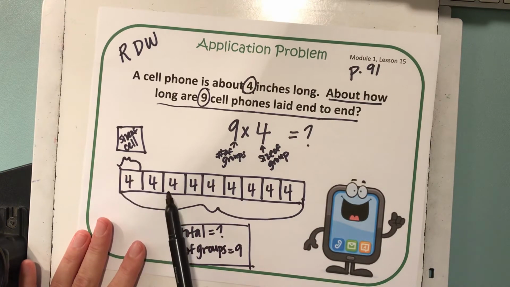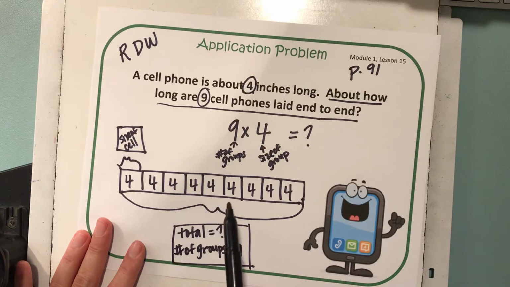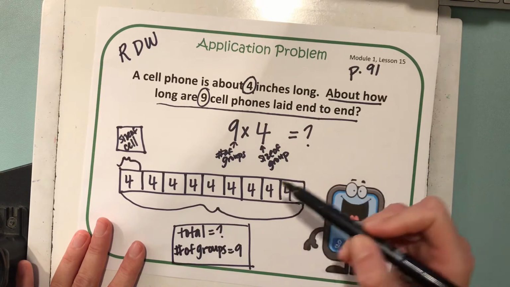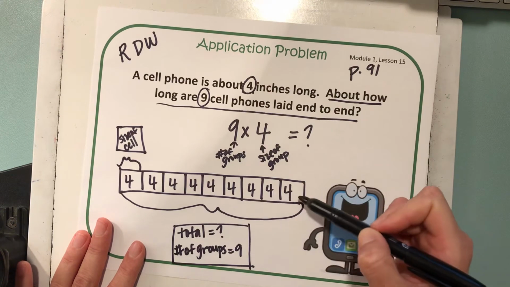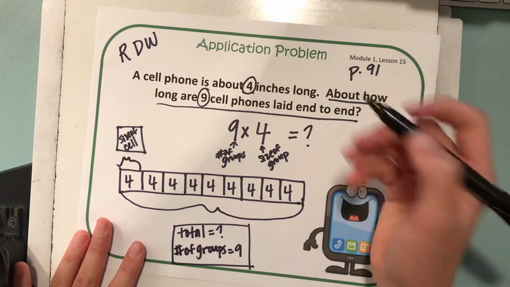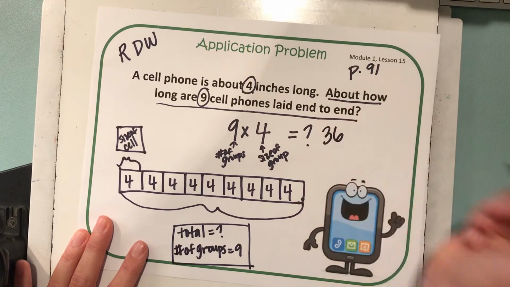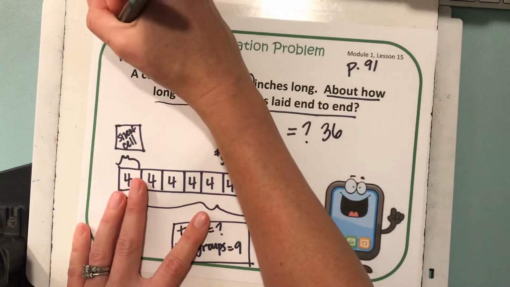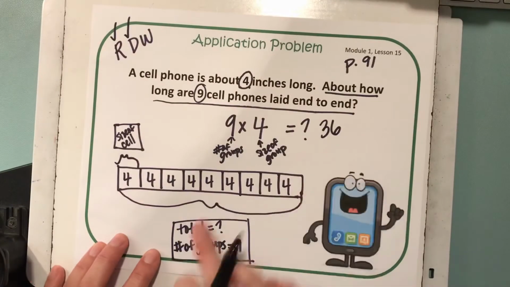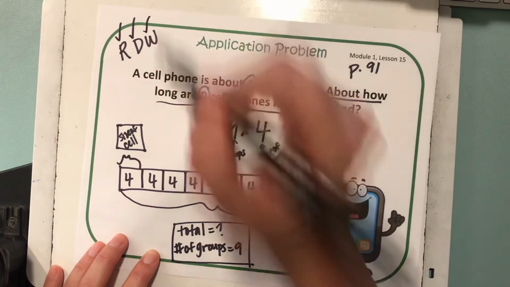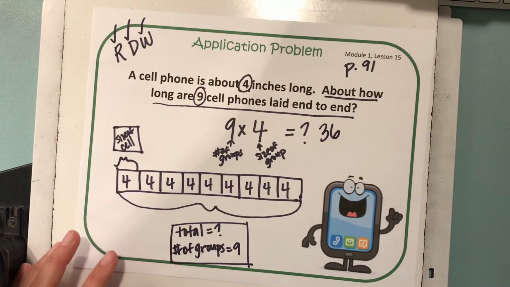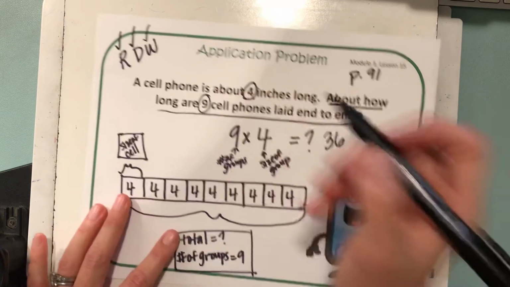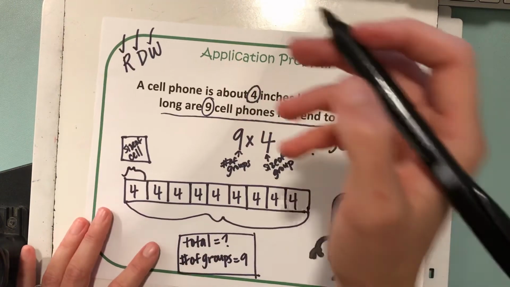4, 8, 12, do it with me. 16, 20, 24, 28, 32, 36. So my answer is 36. So I read it, I drew my problem to solve. Now I'm gonna write a sentence. And I have no room. Oh my goodness, I'm gonna have to write it up on top, and that's okay.